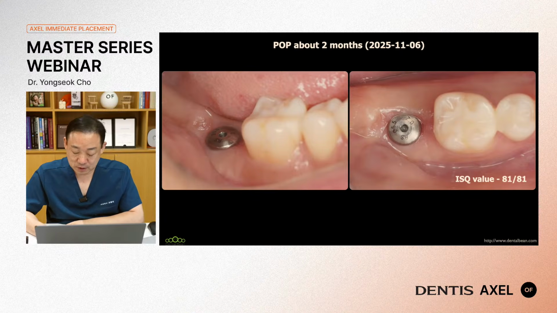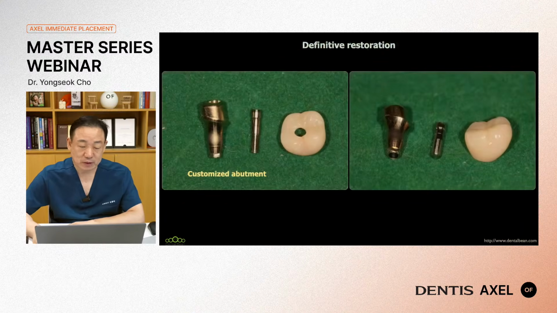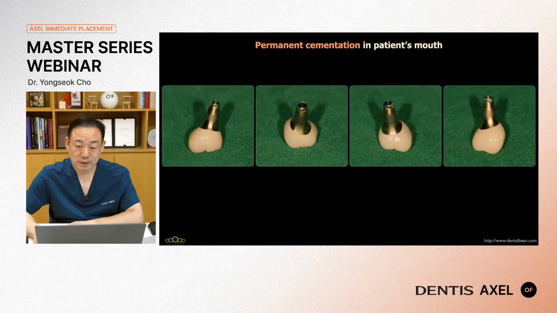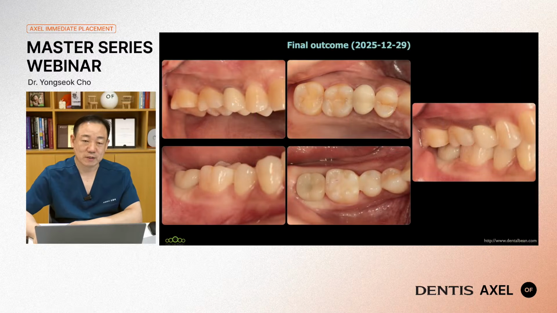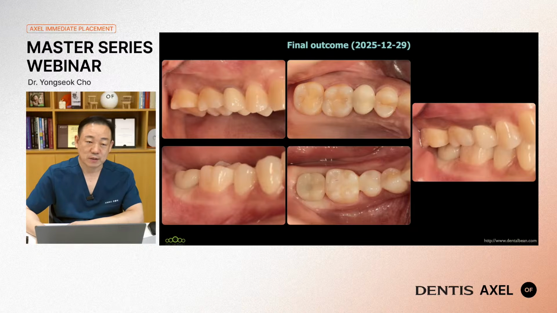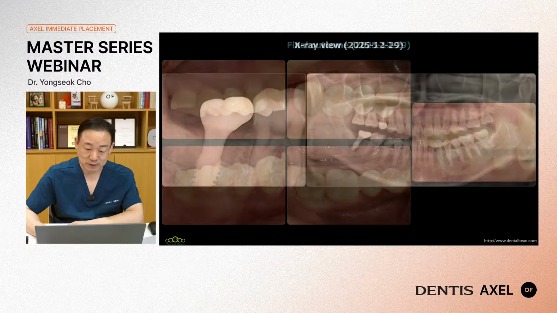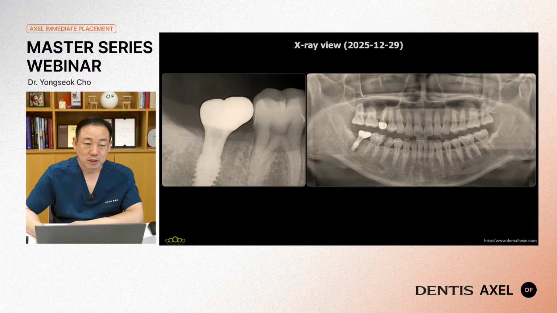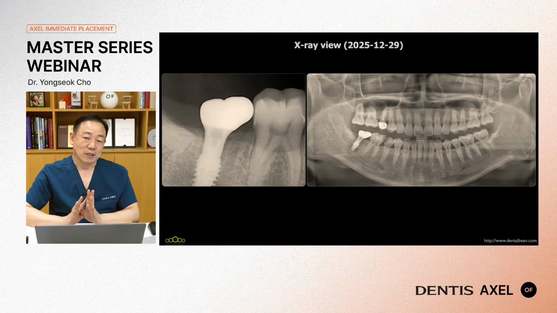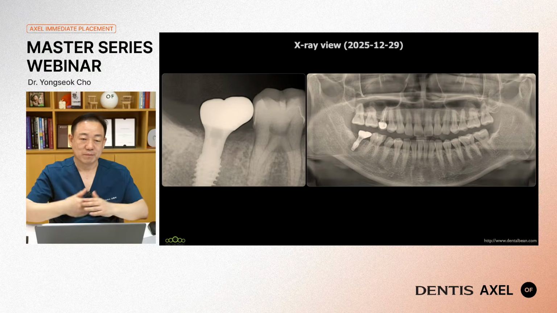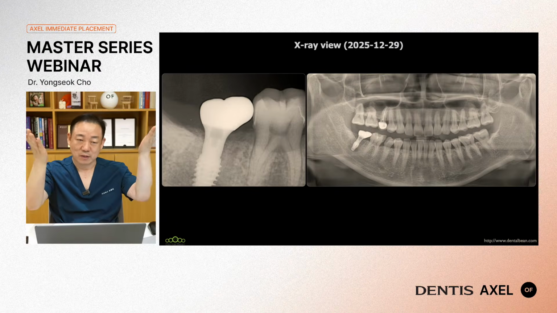Enough, a nice ISQ value. Again, my partner, Dr. Kim, made a crown with a customized abutment. Okay, it was delivered to the patient like this. We can see sufficient keratinized tissue at number 7. I placed the implant deeply, so the emergence profile looks like it gradually widens from deep to the gingival margin.